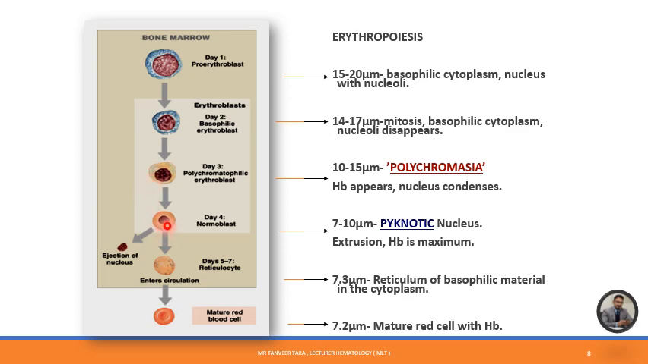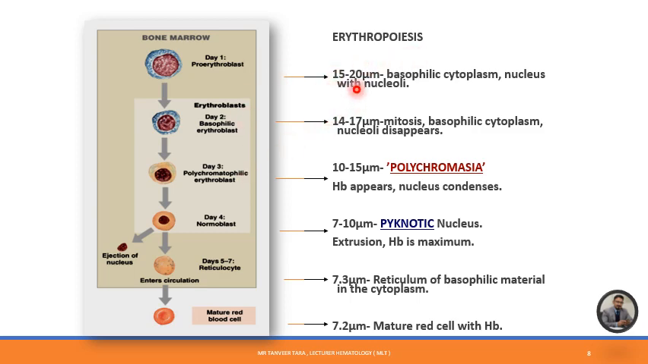Here the nucleus has become very pyknotic. Earlier you saw the nucleus with open chromatin, large, with a high N:C ratio, but now the nucleus is pyknotic and its function is no longer required. At this stage the nucleus is extruded, and then comes the final stage, reticulocyte and erythrocyte. From day 5 to 7, the reticulocyte enters the circulation and then becomes mature. So erythropoiesis has 6 stages.